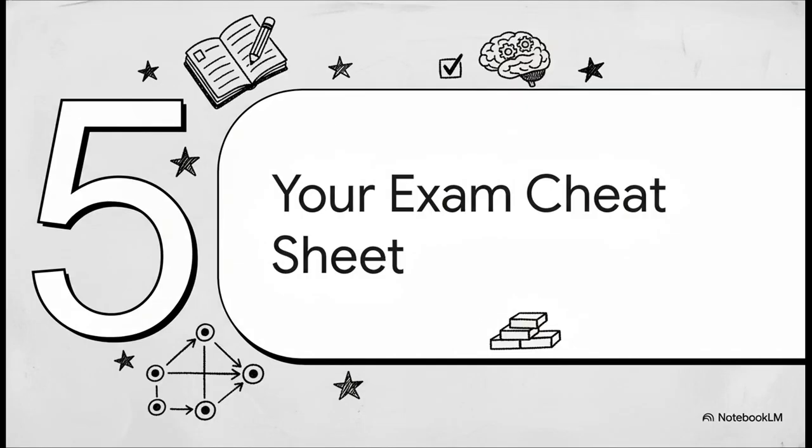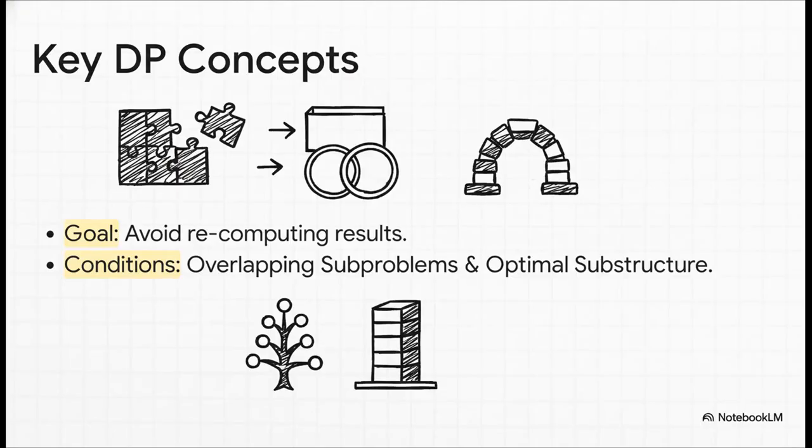Okay, everybody, pens out. This next part is basically your exam cheat sheet. If you're studying for your finals, this is the high-level summary you need to lock into your brain. So let's recap the key concepts. Number 1, what's the goal? To avoid recomputing stuff. Simple. Number 2, what are the 2 conditions you need? You need overlapping subproblems and optimal substructure.